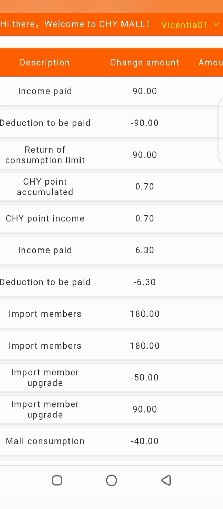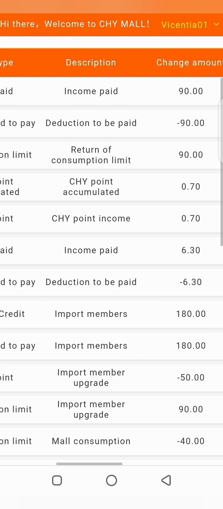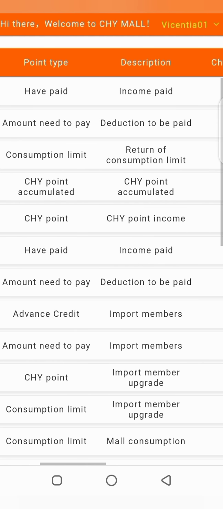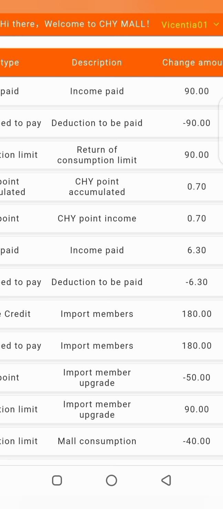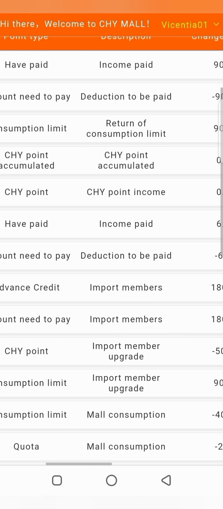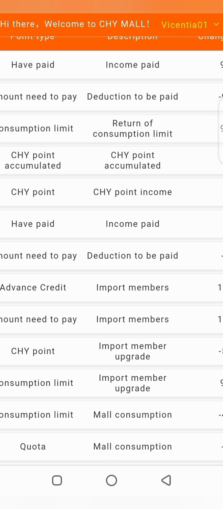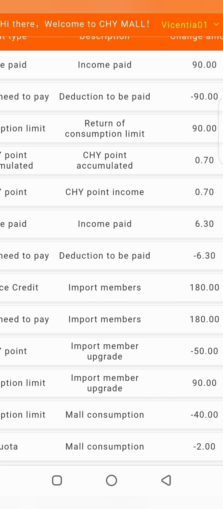Okay, so if you have less than the 200, let's say if you had 100 points in your account, the consumption point that will be deducted will be 100. So you can see that at the top you have amount to pay also 100. But for this one, the amount to pay here, I don't have 100 because I've already paid for my consumption points. Okay, the system has already deducted for the consumption point.